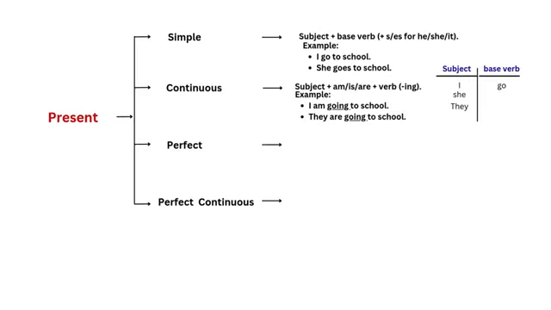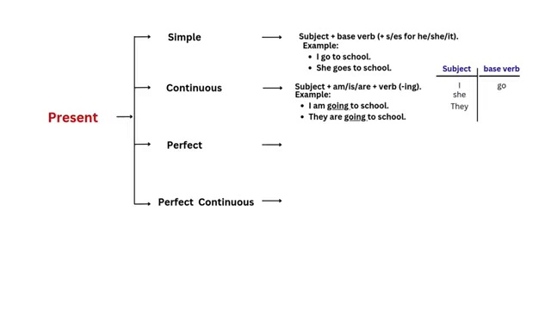Am is the form of the verb to be used with the subject I in the present continuous. Going is the verb with ing added to show that the action is happening at this moment. To school is the object, showing where the subject is going.